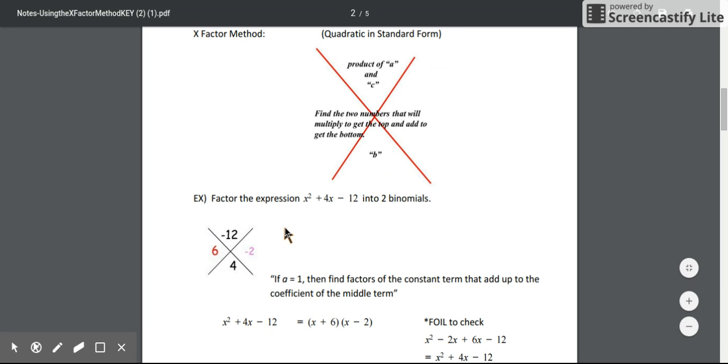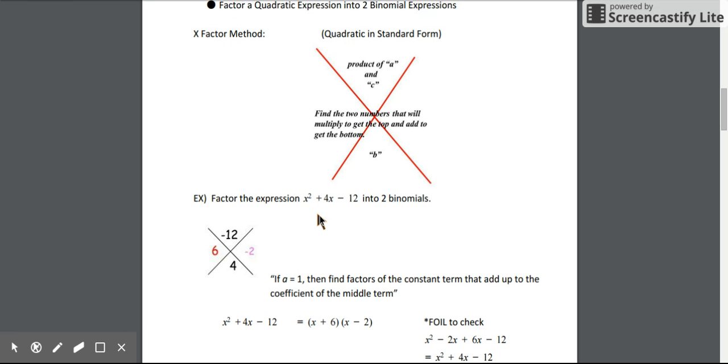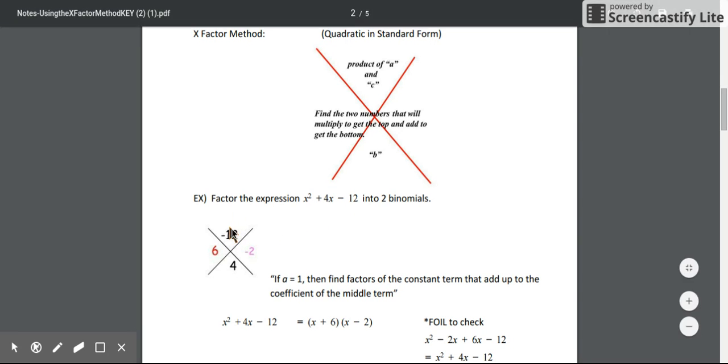So let's do an example here. We're going to factor this quadratic expression into two binomials. So we're going to take our A term, 1, and our C term, negative 12, multiply them together. We're going to write that value up top, so negative 12. Anytime A is 1, you're just going to write your C term, but I don't want you to get used to that, because in the next video, when we have a number that's bigger than 1 up here, we are going to multiply A times C. So just get in the habit of multiplying A times C, regardless of the value of A. We're going to write our B term below, which is positive 4.